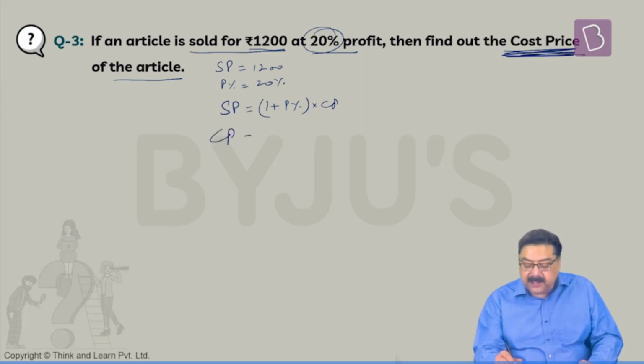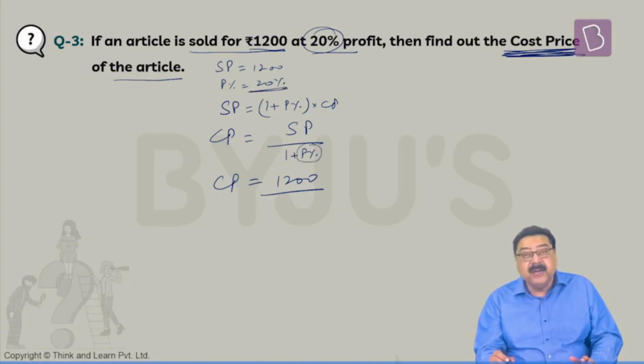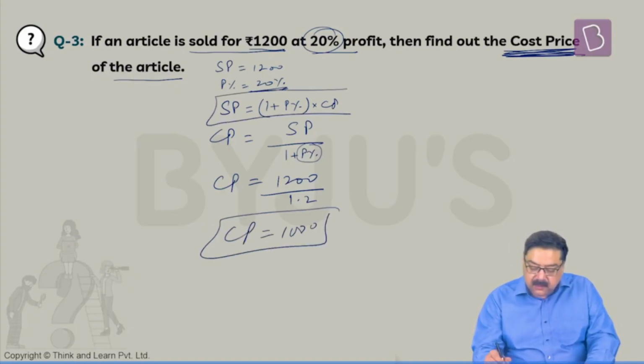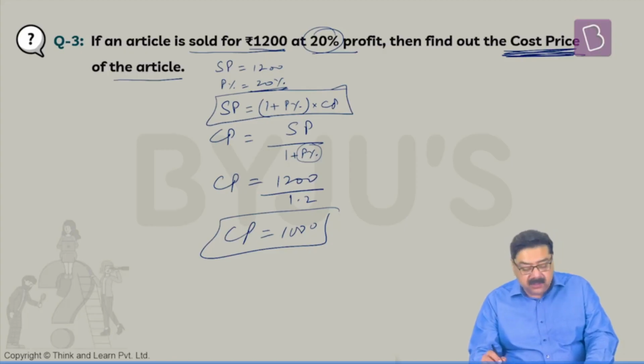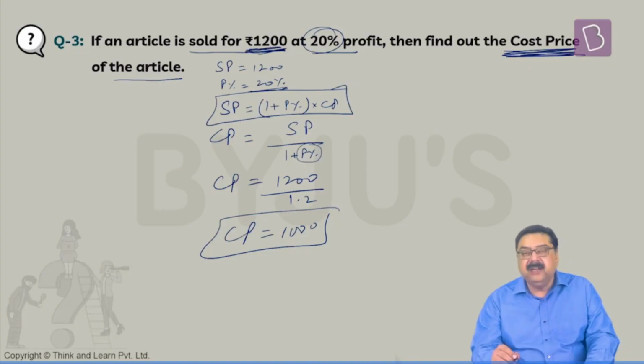So cost price becomes selling price by 1 plus profit percent. So cost price here shall be selling price, which is given to you as 1200, by 1 plus 0.2, this is what? Profit percent, which is given to us as 20%. So this shall be 1.2. Cost price works out to be rupees 1000. So this formula is important. The conversions are important. As of now, we don't need the conversions because the values are very straight, very simple to work with.